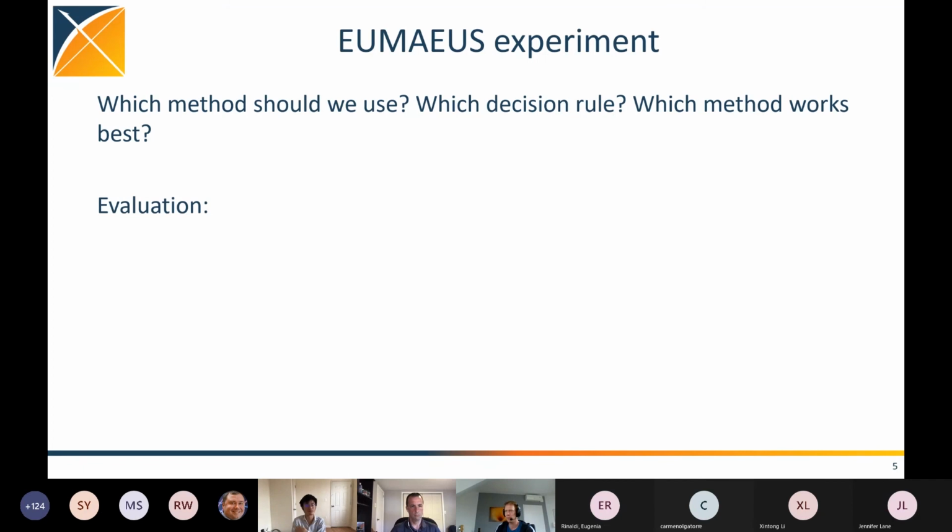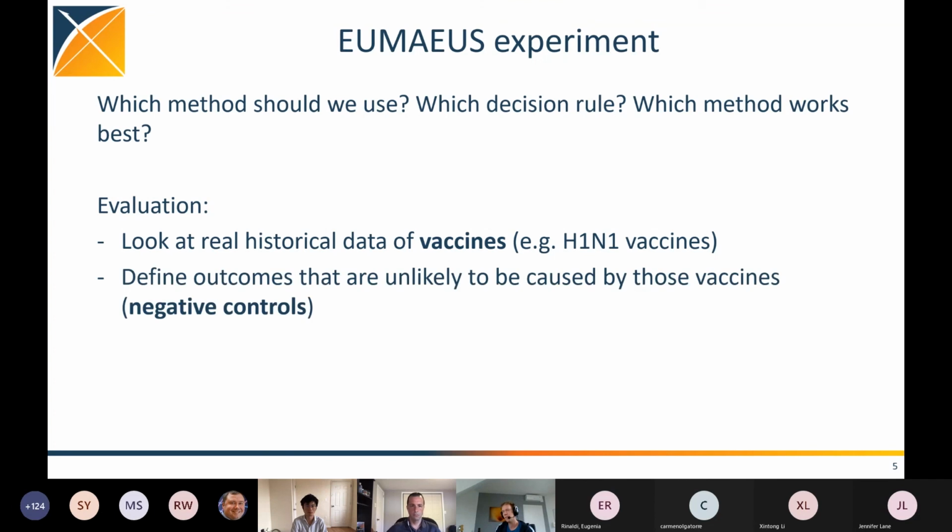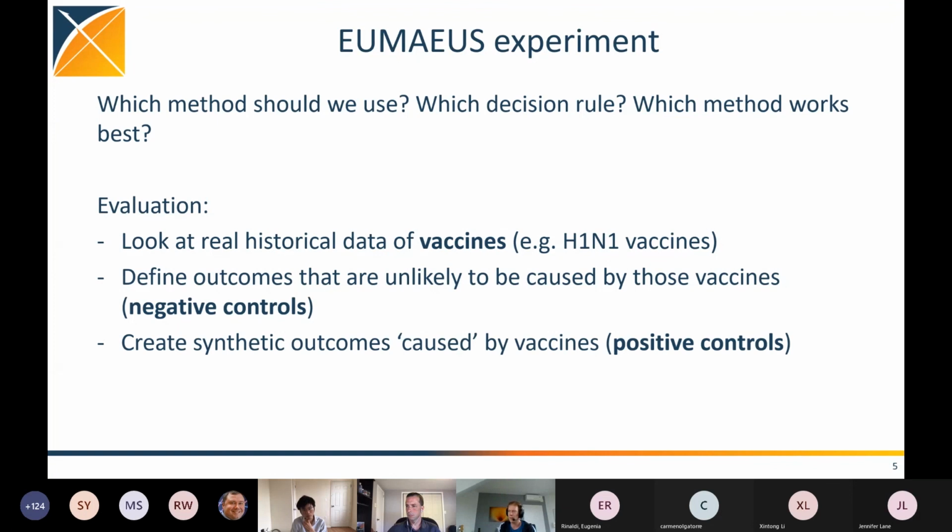So we designed an evaluation where we look at historical data of vaccines. For example, the H1N1 vaccines is one of the vaccines that we're looking at. And we have those data, of course, in our databases. We've defined a large set of outcomes that we believe are very unlikely to be caused by those vaccines, which are our negative controls. And we also need some positive controls, but in the past we found you can't really use real positive controls, for one reason being that doctors know about them, so they try to mitigate risks. So you can't actually always see them in your data. So we instead use synthetic positive controls.